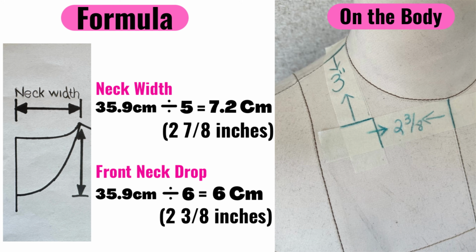Now let's go back to the formula. This is the reason why I said the formula could be incorrect. Classy's neck circumference is 14 1/8. As you can see, the formula for the neck width is 2 7/8, but on her body, it's 2 3/8. And the formula for the front neck drop is 2 3/8, but on her body, it's 3 inches.